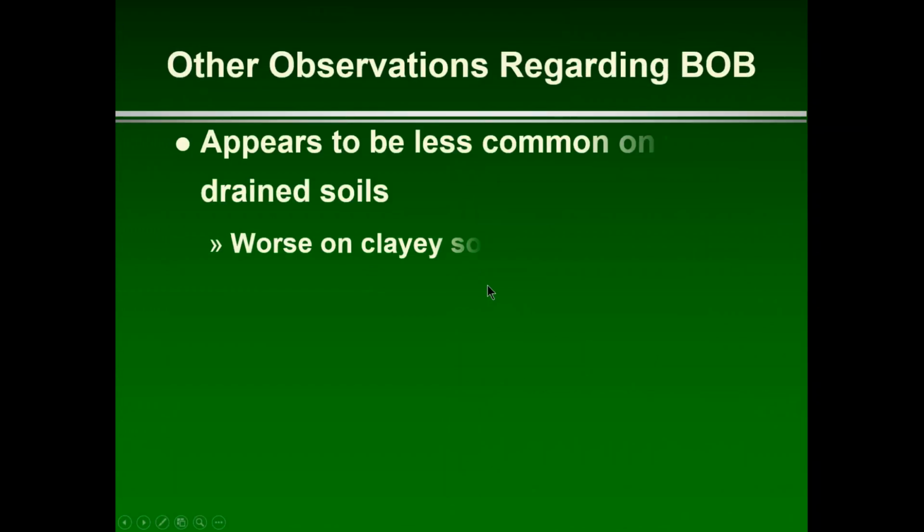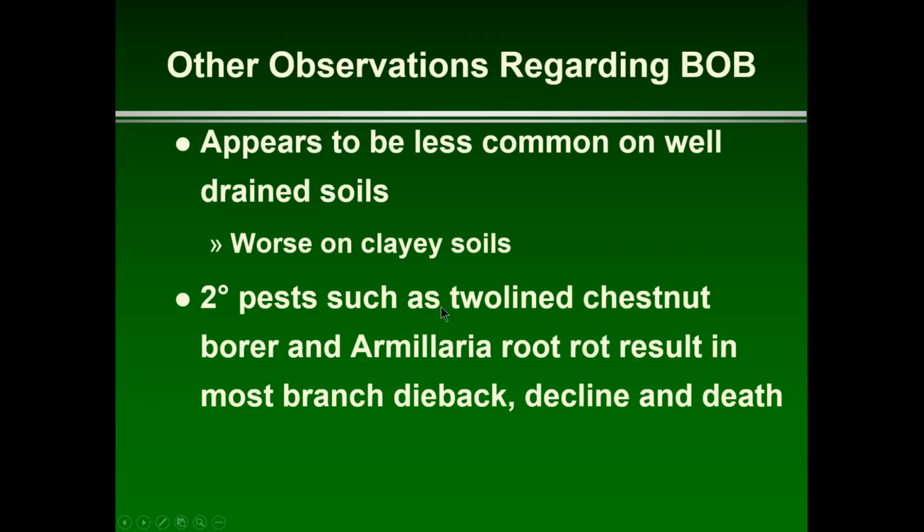Some other observations relating to BOB: it appears to be less common on well-drained soils and worse on clay soils. We know that oftentimes urban soils can be challenged in terms of poor soil conditions, so that wouldn't necessarily be so surprising. And it also appears that secondary pests such as two-lined chestnut borer and armillaria root rot, that are often responsible for the ultimate decline of oaks once they enter a decline spiral, are most responsible for the branch dieback, decline and death, which is also a little bit different.